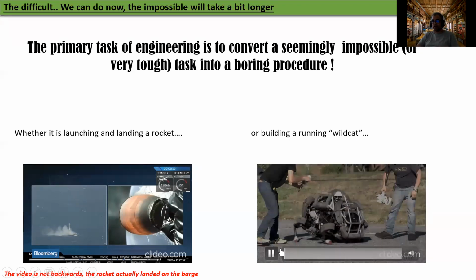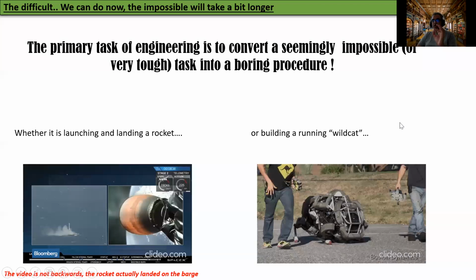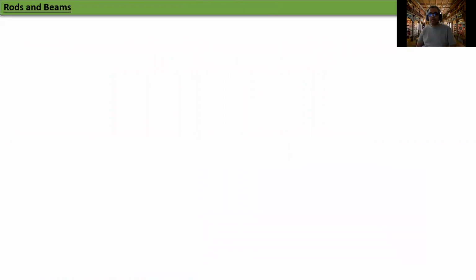But all of it requires you to think about this. You have to convert a seemingly impossible task into a boring procedure. This is our task. Okay, so now that you have an idea of what we're talking about, we're going to start with a very basic setup, rods and beams.